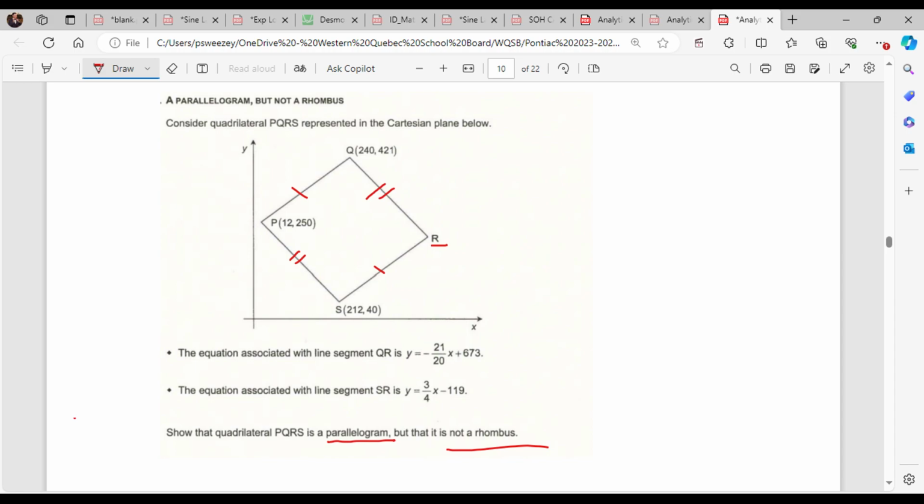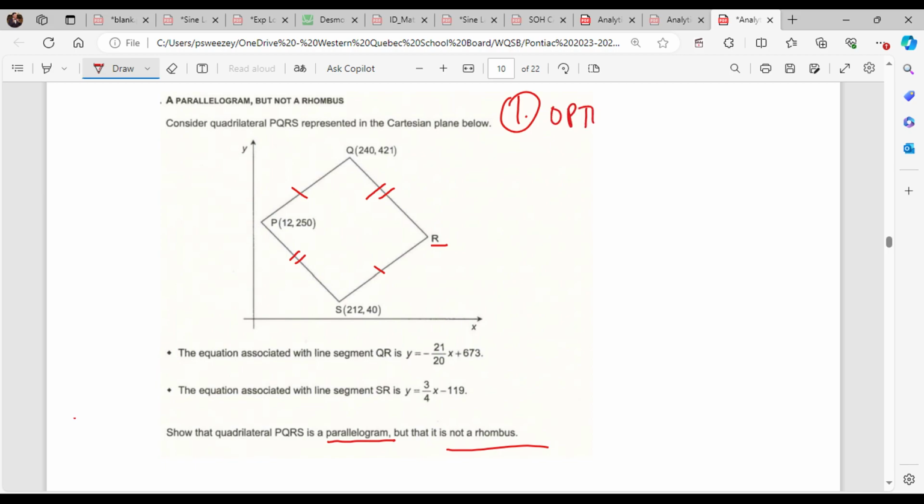If I want to prove that it's not a rhombus, the easiest thing is to go, well, four sides need to be the same for a rhombus. So if I just prove that two aren't the same, I can already disprove that it's a rhombus. So let me walk you through the easy way to think about this. I'll give you option one right now.